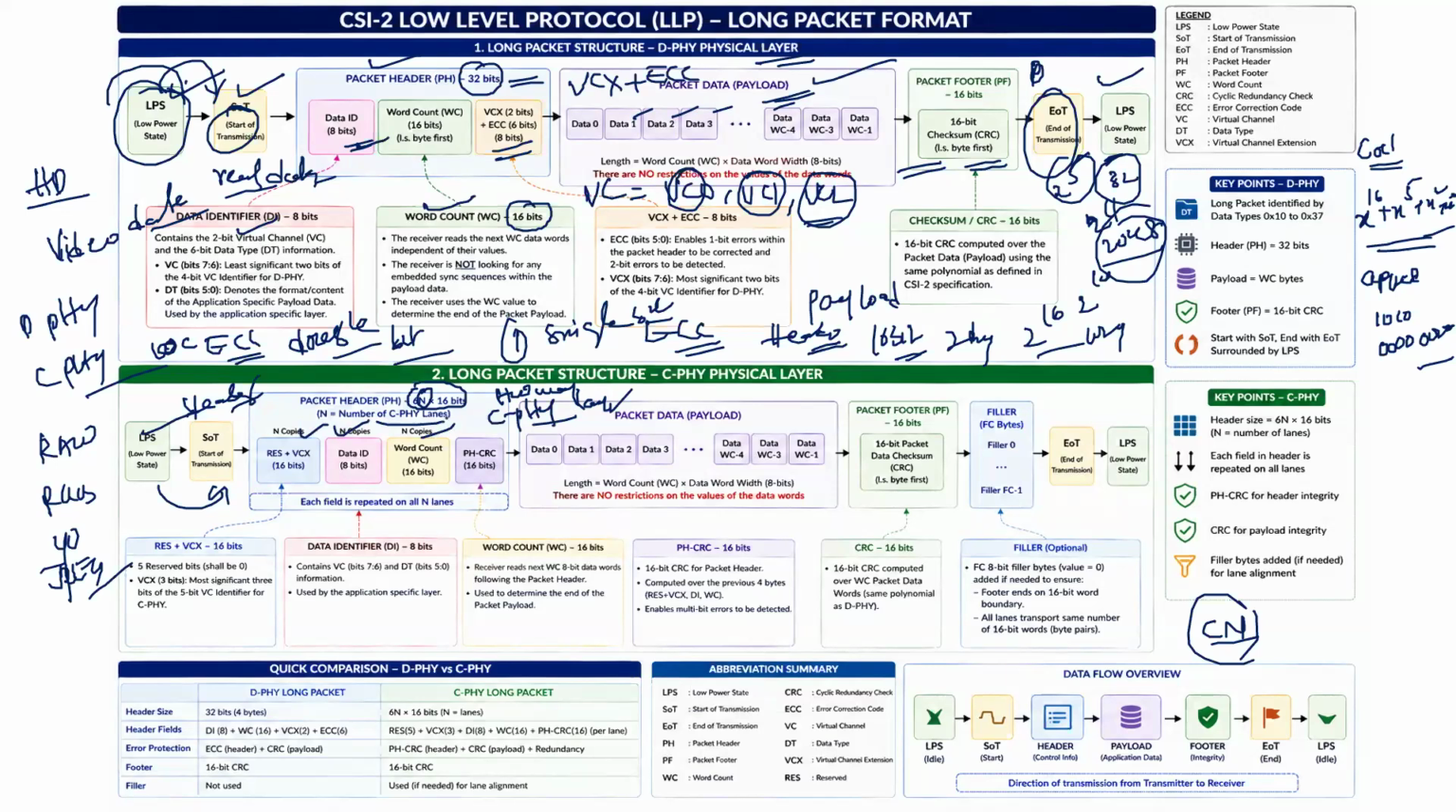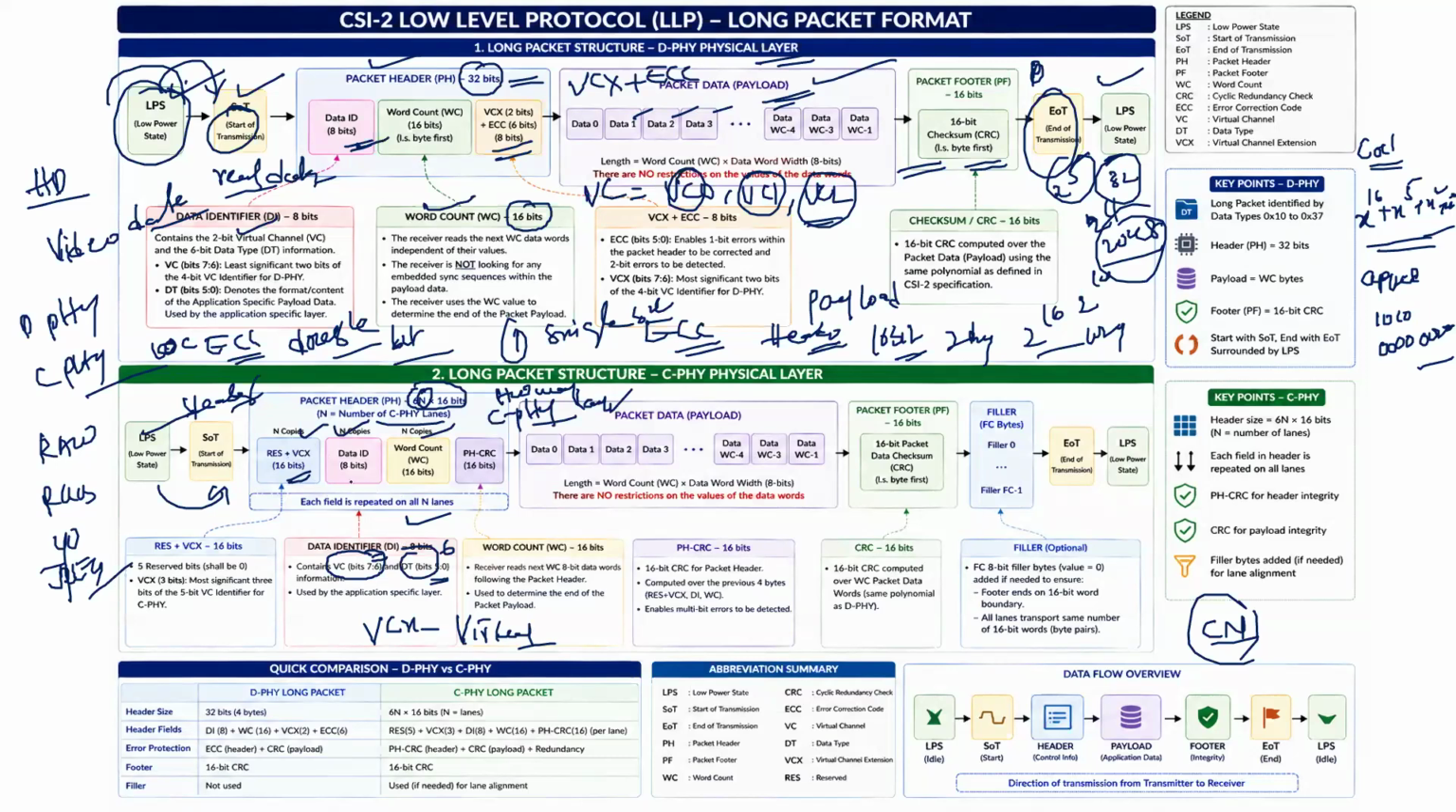So this is the large header we are using, because n number of lanes we are using. That n number of layers, we have virtual channels and then data types. Data types are 6 bits and virtual channels are 2 bits. And then we have res, reserved bits, and then virtual channel extension, VCX, meaning virtual channel extension. So these two fields are there in the first byte.